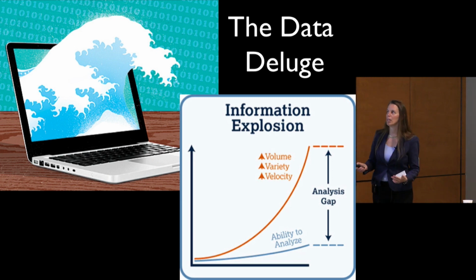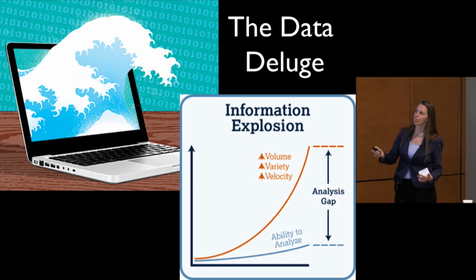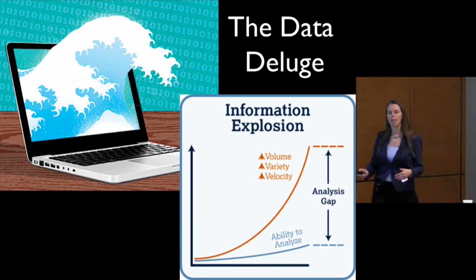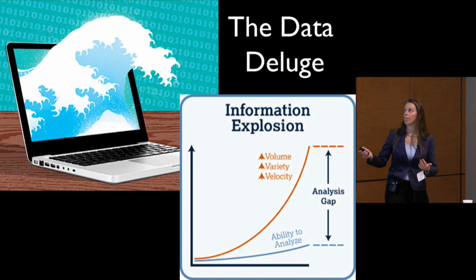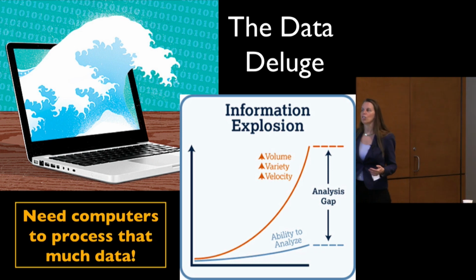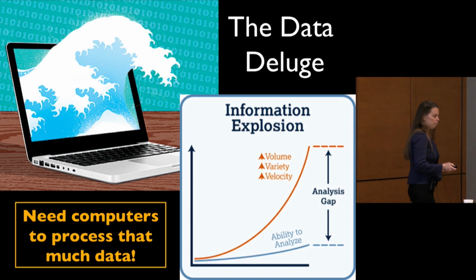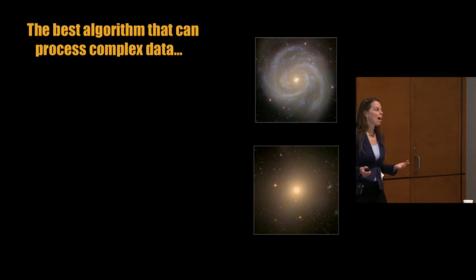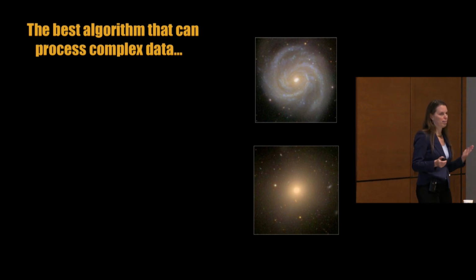So there's a gap between our ability, okay, so we're detecting all this data, it's coming in, we're storing it, but we don't have the tools yet built to analyze data coming in at the volume, variety, and velocity, the terms that people like to use when they're describing big data. So we need to improve our computer algorithms to process that much data, of course. So then the question becomes, what is the best algorithm to process complex images?